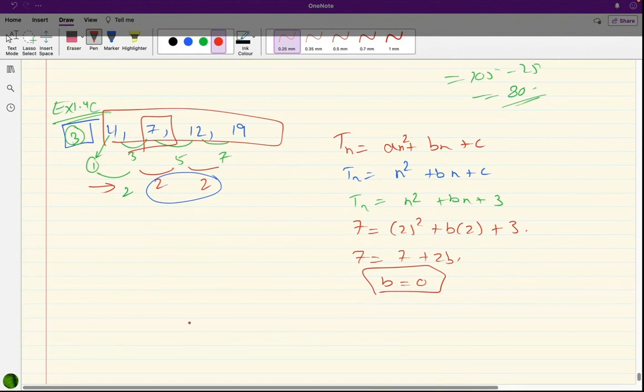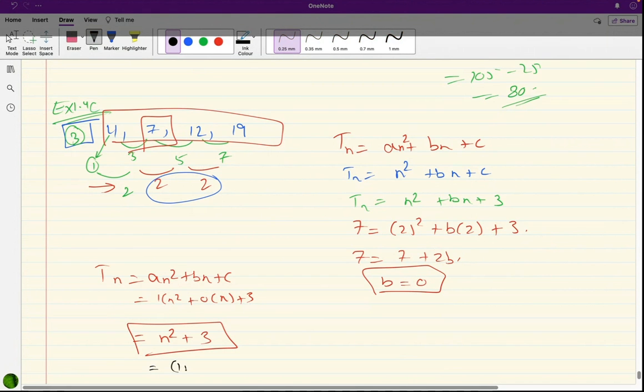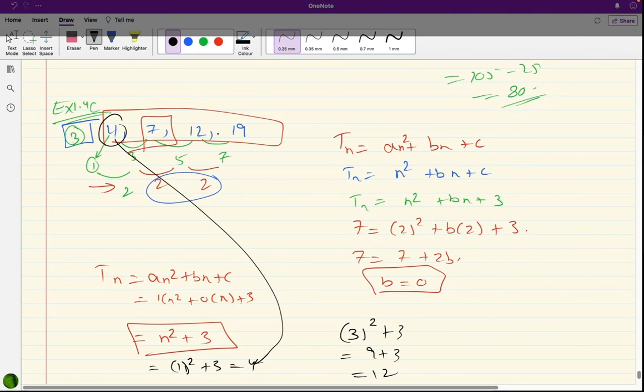I'm writing the formula. Tn is equal to an square plus bn plus c. We knew a was 1, n square, b is 0, and c is 3. So I can write n square plus 3. Now check if this is correct. If I plug in 3, 9 plus 3 is 12. So I get 12, the third term. So the formula is correct.